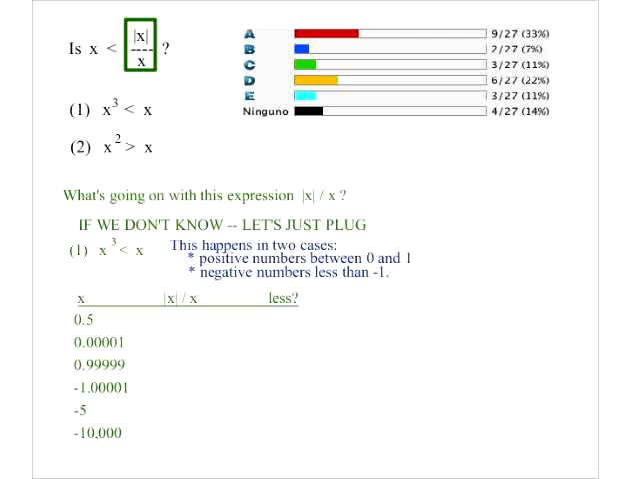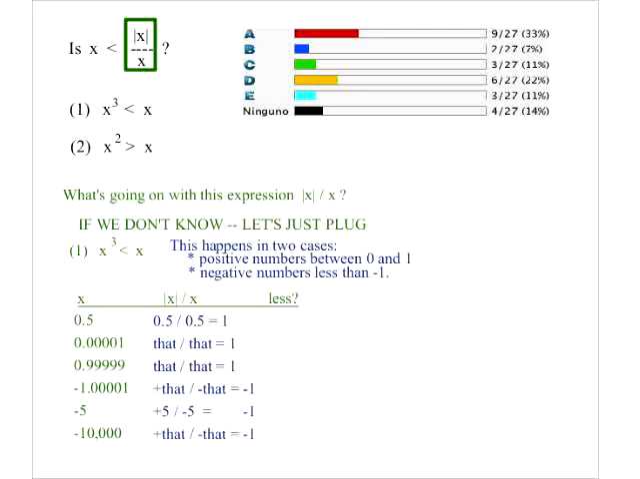So this is 0.5 over 0.5. This is 0.001 over that, which is 1. This is that over that, which is 1. This is plus that over negative that, so that's negative 1. This is plus 5 over negative 5, equals negative 1. And this is plus that over negative that again.